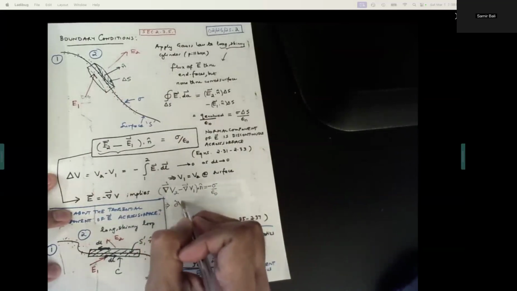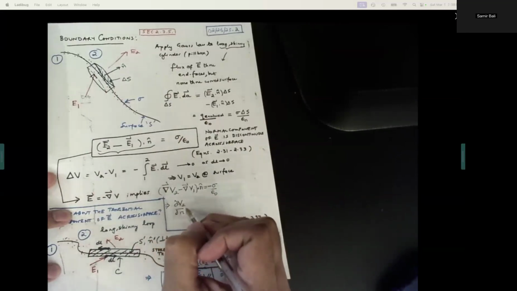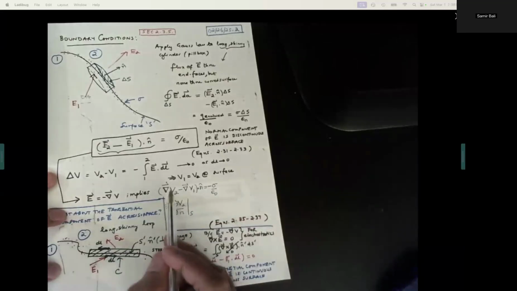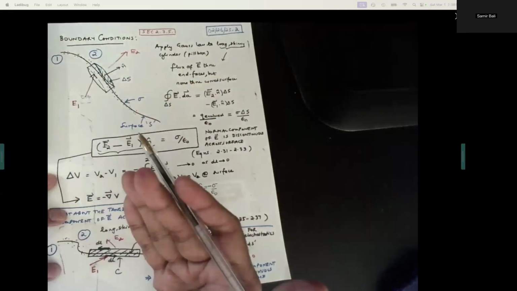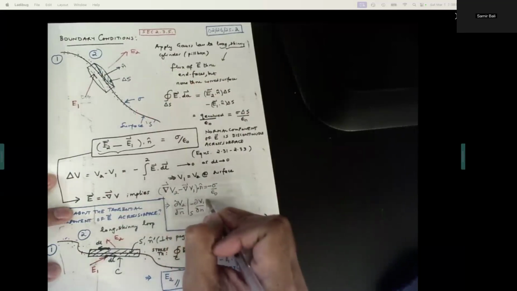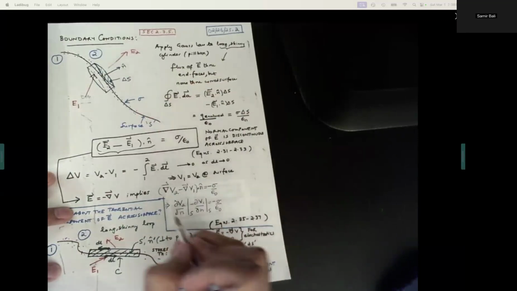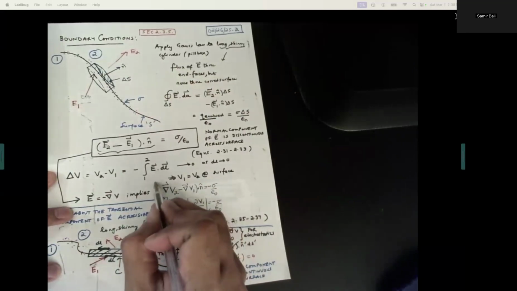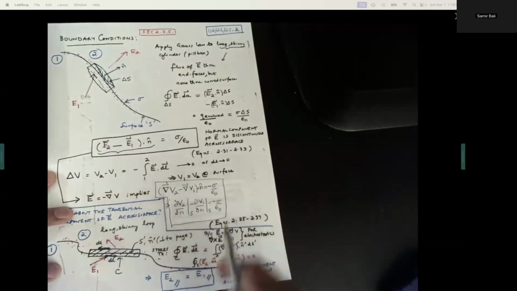So I can write it as the gradient in the n direction, right? And of course, I'm evaluating this just at the surface. The V2 and V1 are the values just on one side and the other, immediately either side of the surface. And this is also evaluated at the surface, and that's minus sigma over epsilon naught. So this here is the corrected version that we shall use shortly.